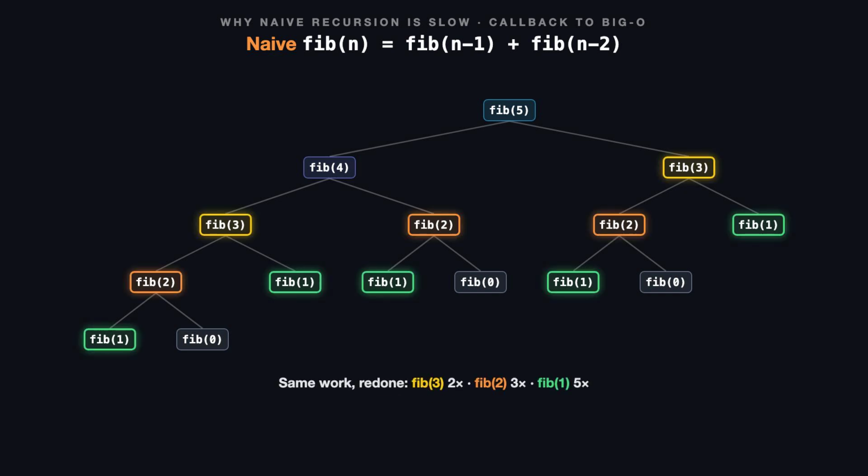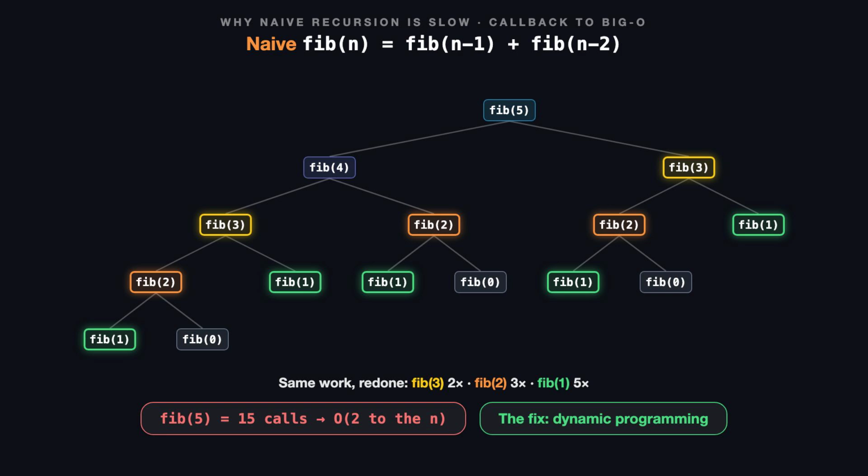The same subproblems are recomputed again and again, in branches that never share their work. The tree does not grow. It explodes. Every level roughly doubles the calls. That is O of 2 to the n, exponential. Fib of 5 is 15 calls. Fib of 50. More calls than seconds in your life. Those repeated subproblems are the whole problem, and the whole opportunity.